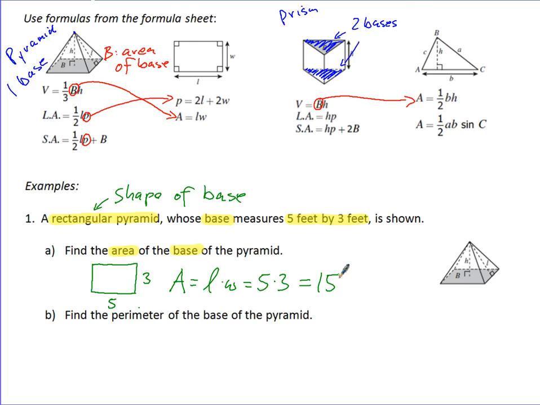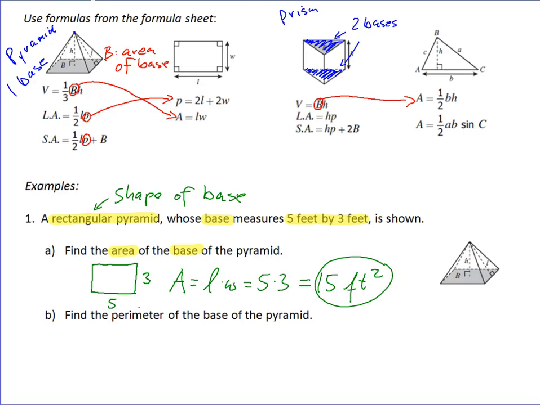Now we do need to also indicate the units. We have an area that's two-dimensional. That means we use square units. Feet in this example, and 15 square feet, therefore, is our answer.